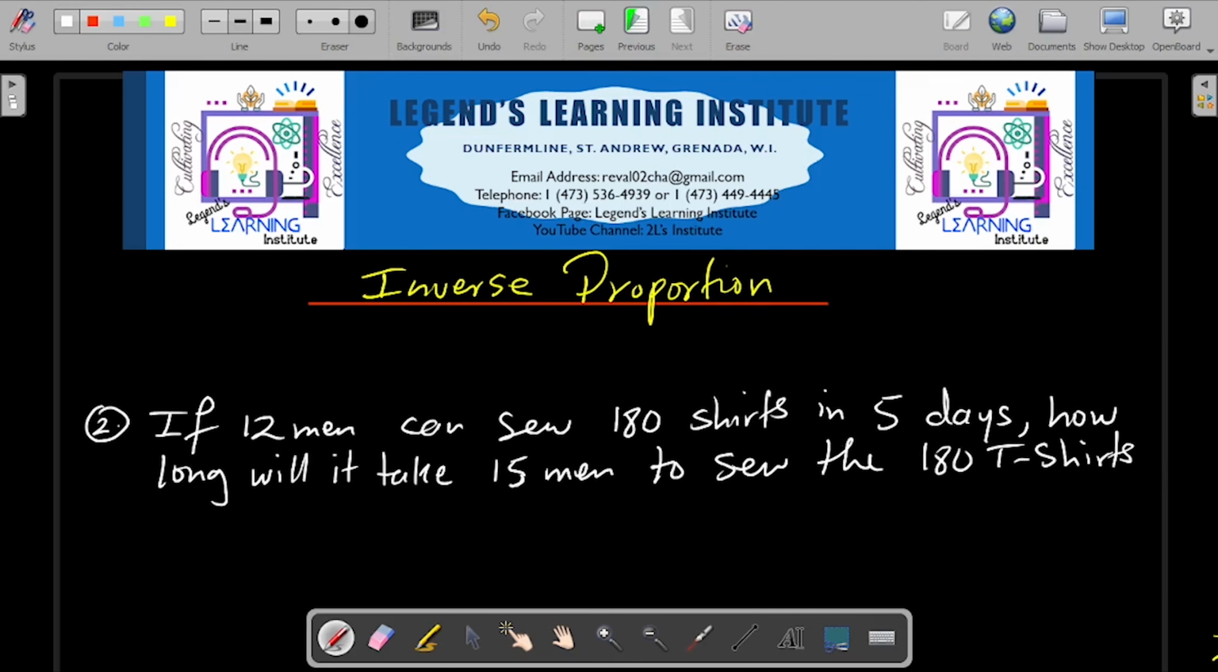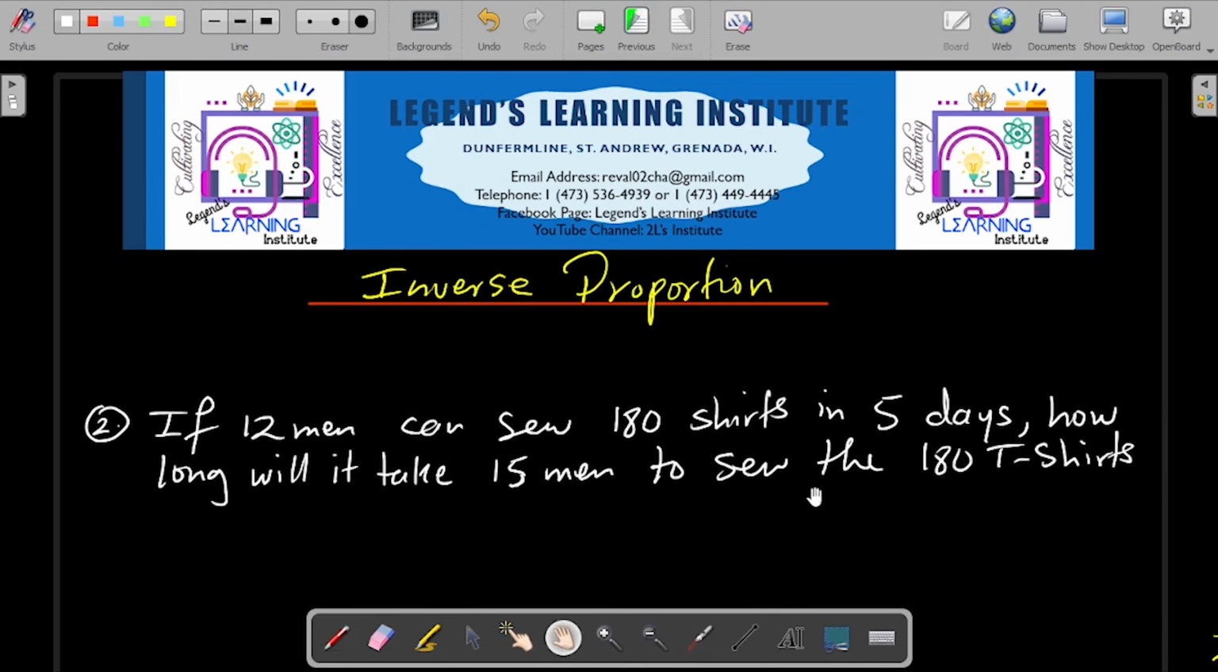Question 2 says, if 12 men can sew 180 shirts in 5 days, how long will it take 15 men to sew the 180 shirts? Okay, so the task is to sew 180 shirts. 12 men take 5 days. 15 men, we want to know how many days they would take.